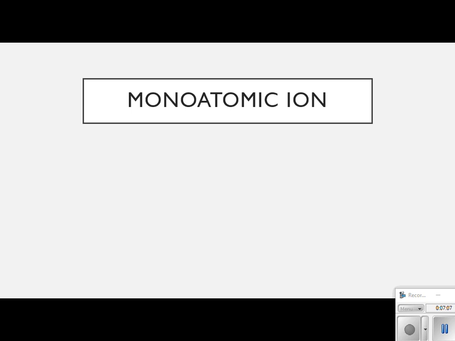One of the success criteria was monoatomic ions. So go ahead and take out your ion sheet, take out your periodic table. Ion sheet, periodic table. Grab Phillips too.